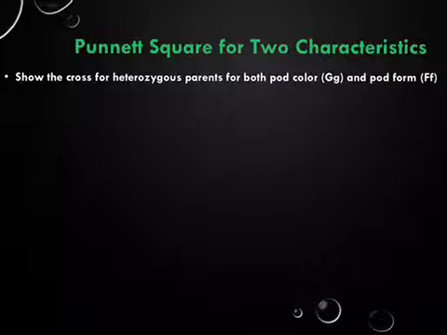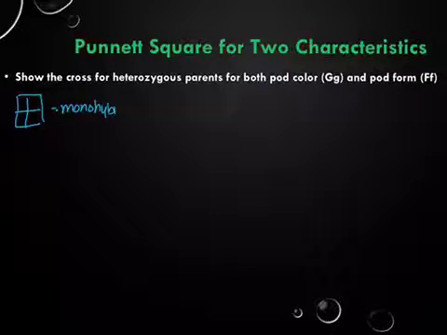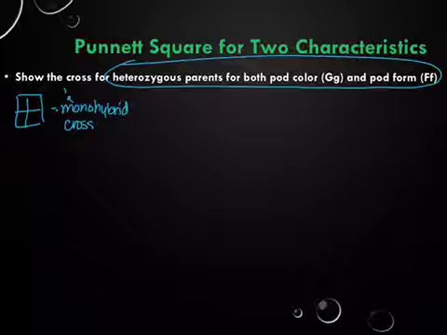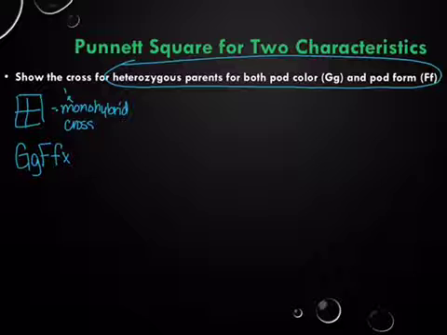So what about a Punnett square when we have two characteristics? So up until this point, we've done the simple single, and we call this a monohybrid cross. Mono for one. But now we want to look at two traits. They're heterozygous for pod color and pod form. So that means that one parent is big G, little g, big F, little f. Actually, both parents are that.